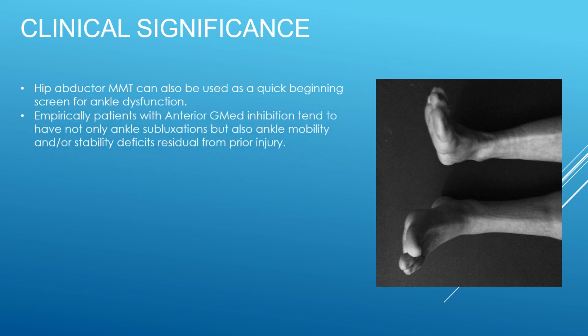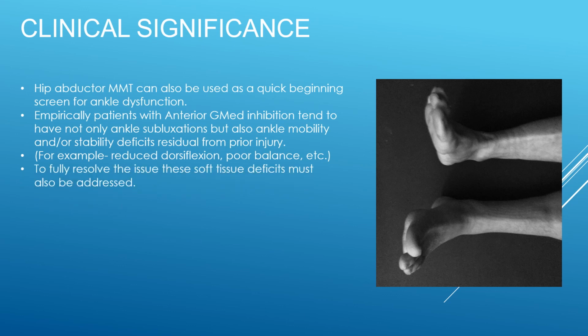What could those problems be? Well, patients with hip abductor inhibition tend not only to have ankle subluxation, but also ankle mobility and/or stability deficits left over from their prior injuries. So for example, reduced dorsiflexion, as you see here, poor balance, etc. And to really fully resolve this issue, you're going to have to address these soft tissue deficits as well.